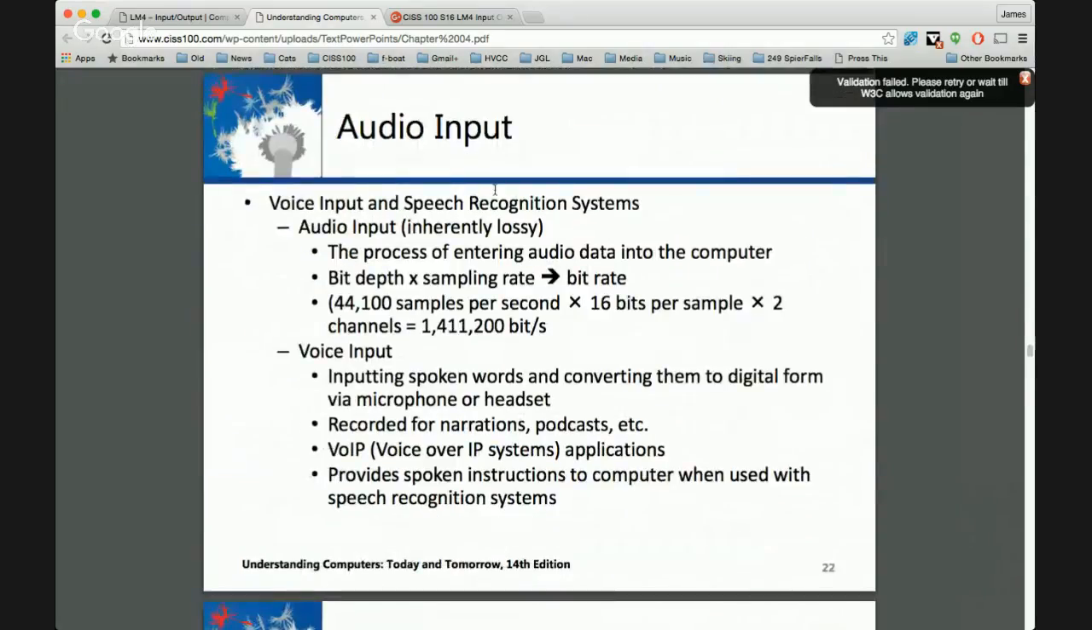Now, audio input. We've looked at how we create a bitmapped or raster image. What about audio? Audio is a waveform, correct? Okay, I can kind of draw it in the air here. But there's also a temporal component. So how is audio digitized? Well, you have a bit depth and a sampling rate. The sampling rate is over how many times per second am I going to sample this audio wave. The bit depth determines how correctly I sample it at each of these time points.